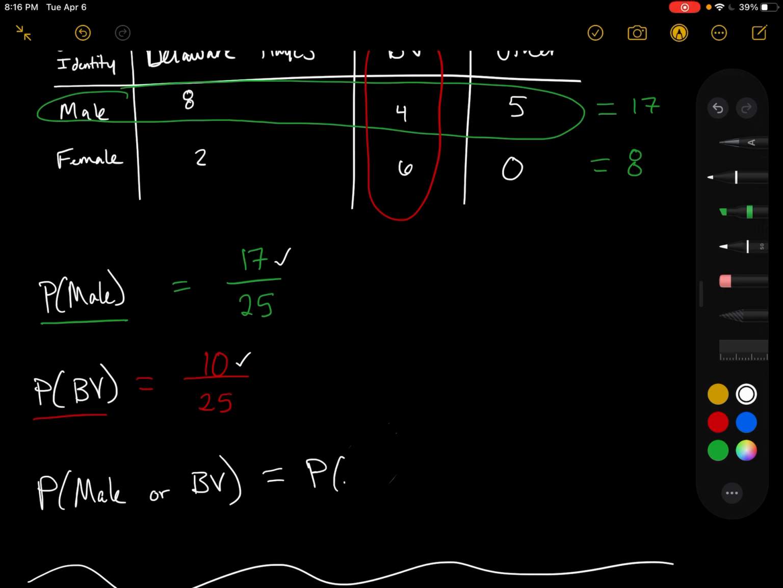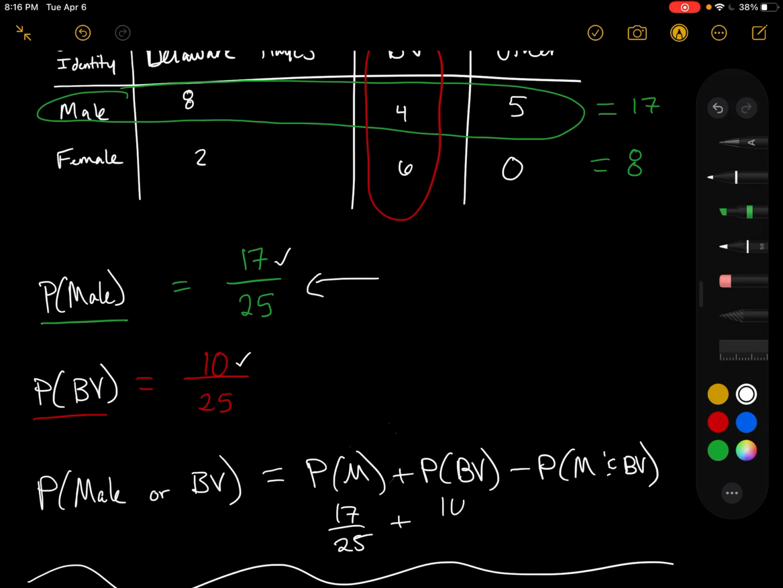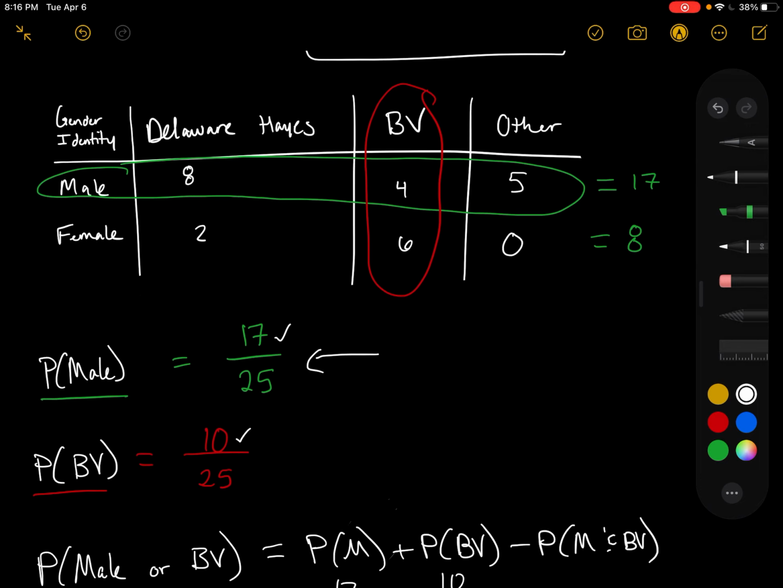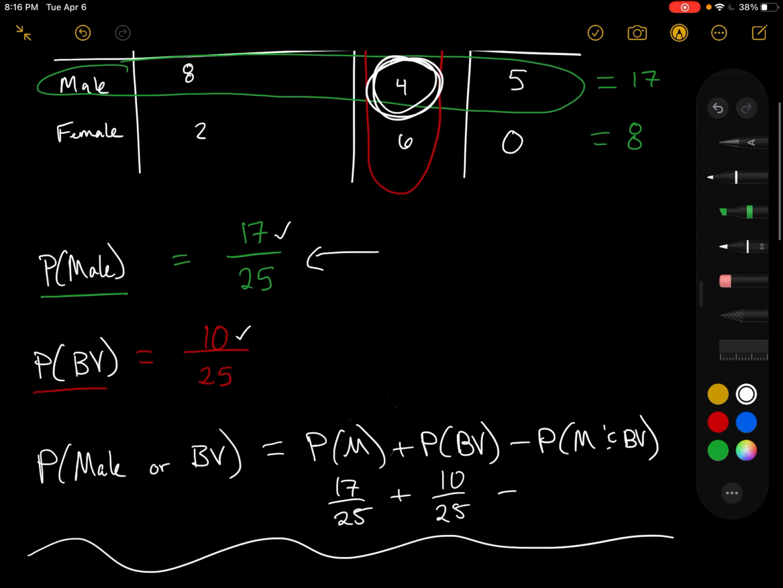So let's go back up top. First, we need to do the probability of male, identify as male, probability of Buckeye Valley, and then subtract the probability that you identify as male and you go to Buckeye Valley. So we know the probability of identifying as male is 17 over 25 from right here. We know the probability of going to Buckeye Valley is 10 over 25, and now we need to take a look at the probability that you both go to Buckeye Valley and identify as male. Well, there it is. 4 students identify as male and go to Buckeye Valley out of 25 total. And that fixes our issue.